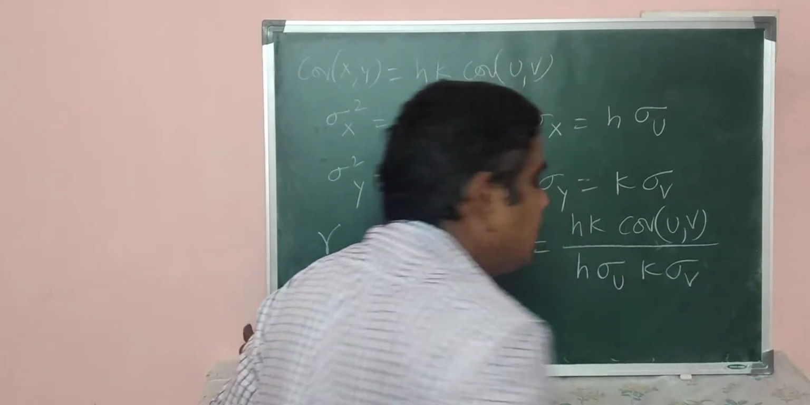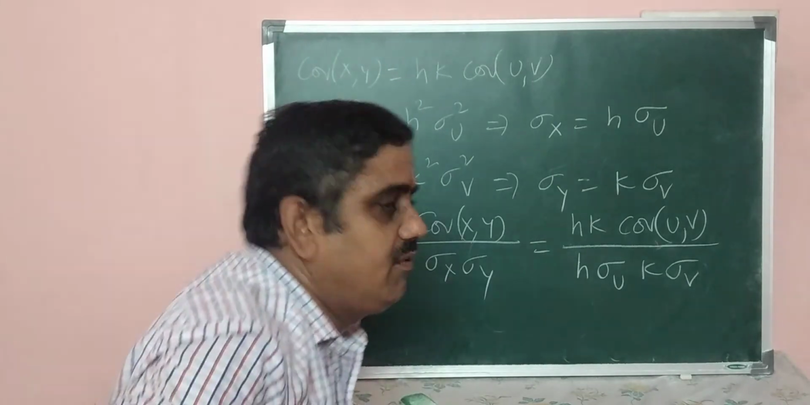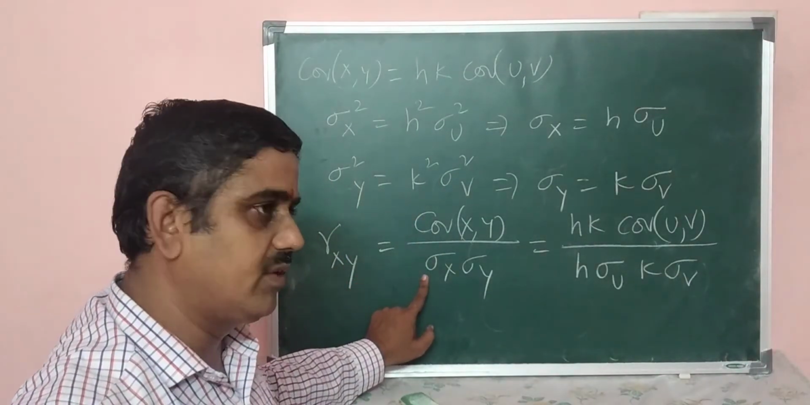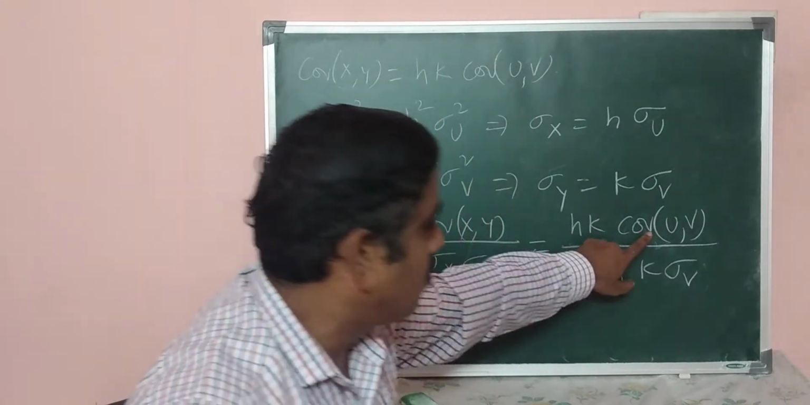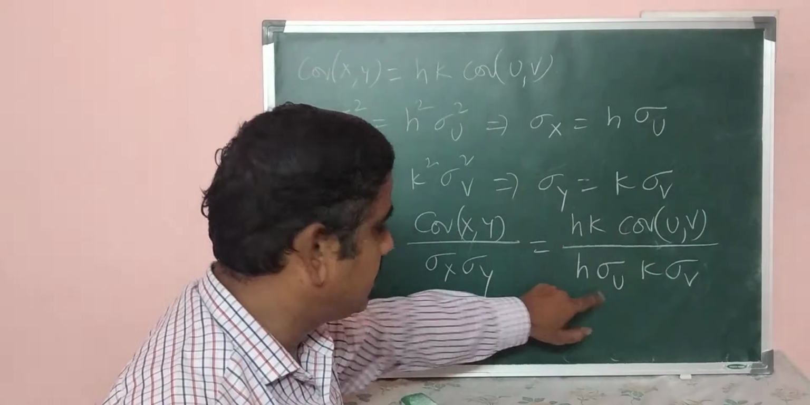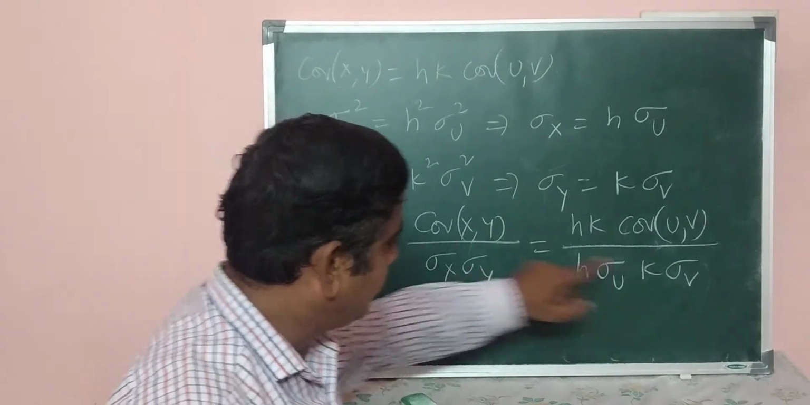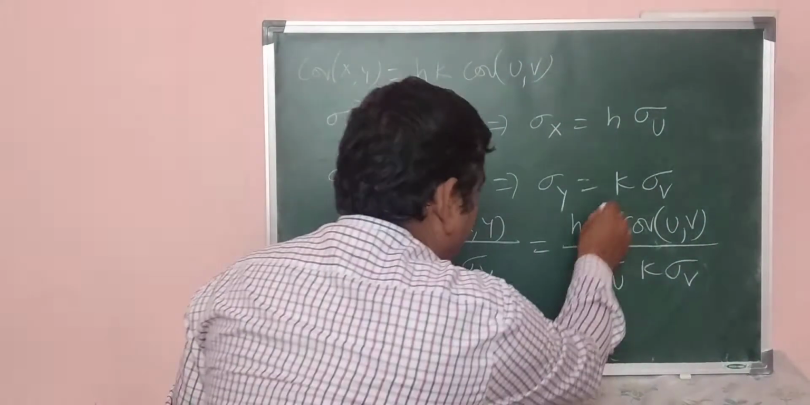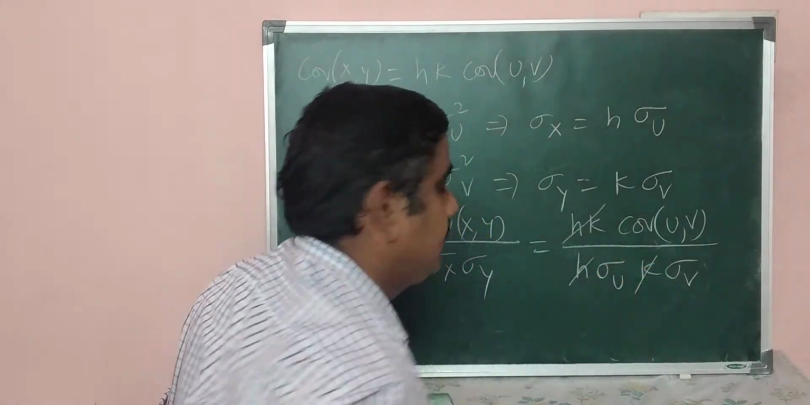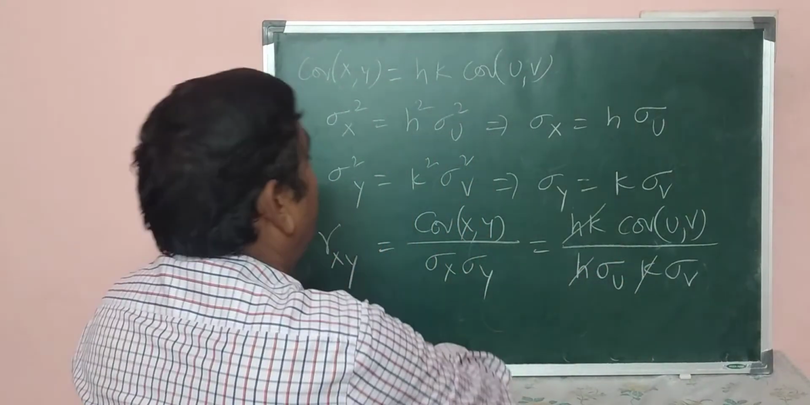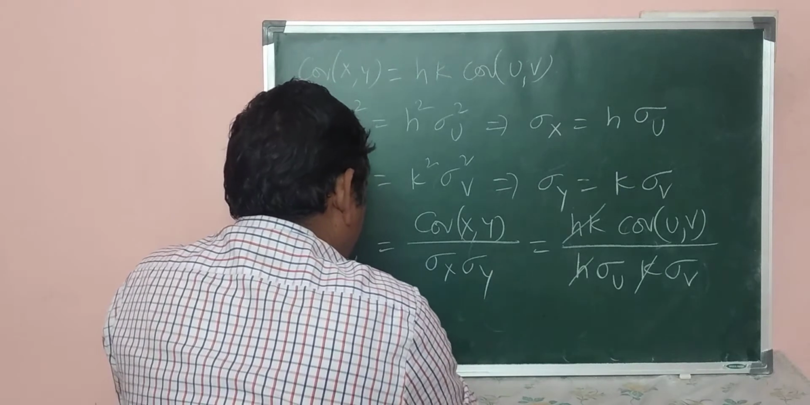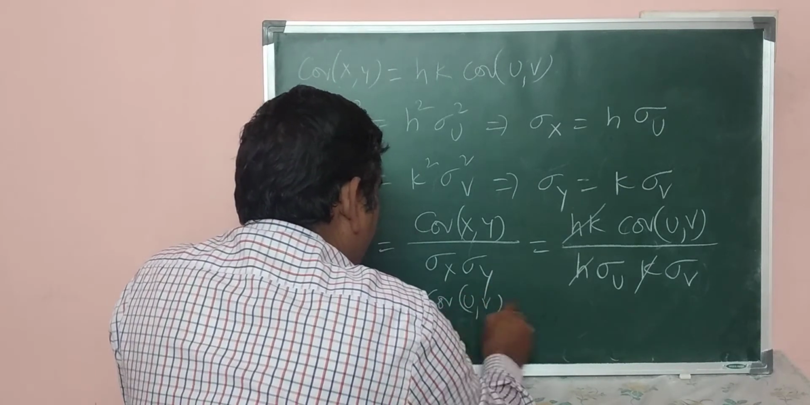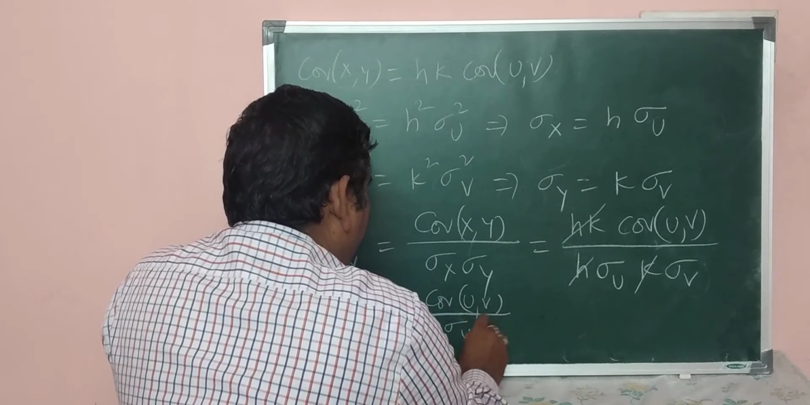Do you understand this? Just concentrate on covariance of xy, sigma x, and sigma y. Covariance of xy is hk into covariance of uv. Sigma x is h sigma u. Sigma y is k sigma v. So therefore we can cancel out h and k. The remaining value is covariance of u comma v divided by sigma u sigma v.